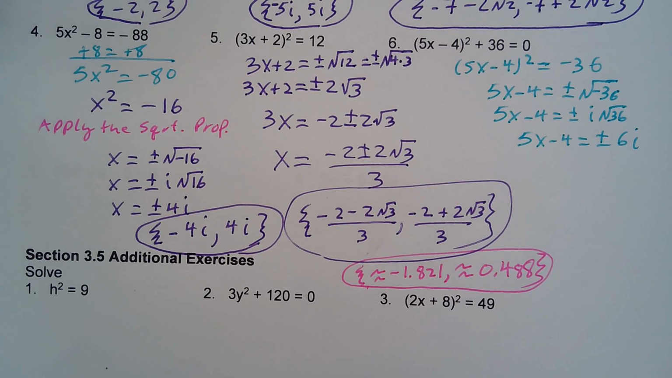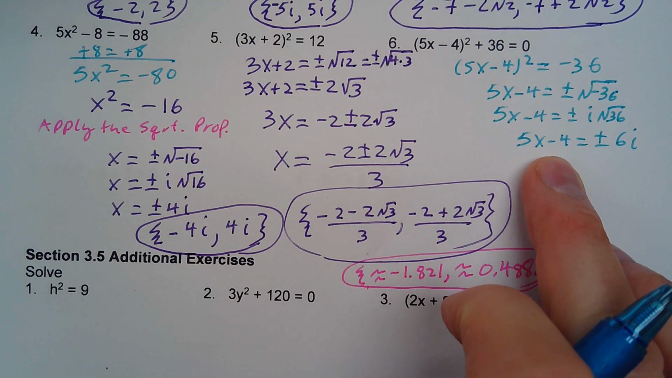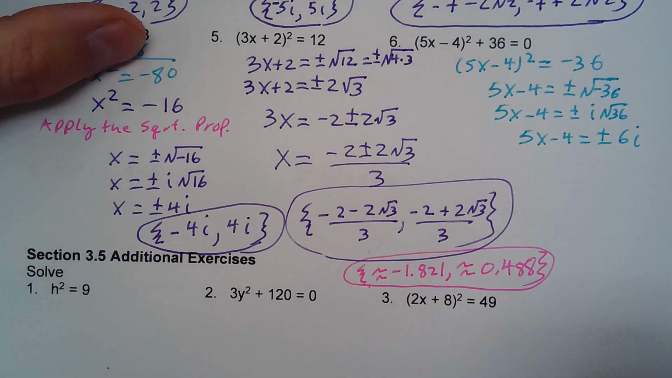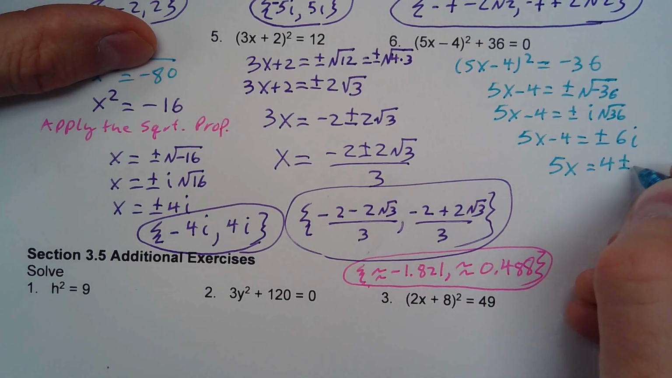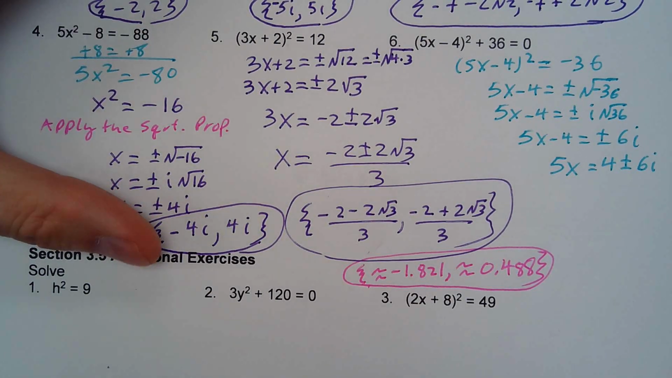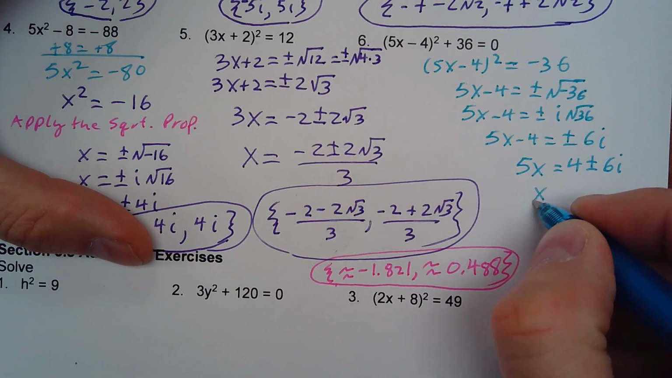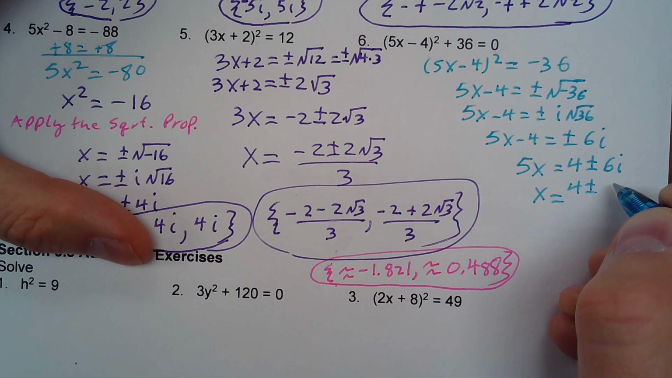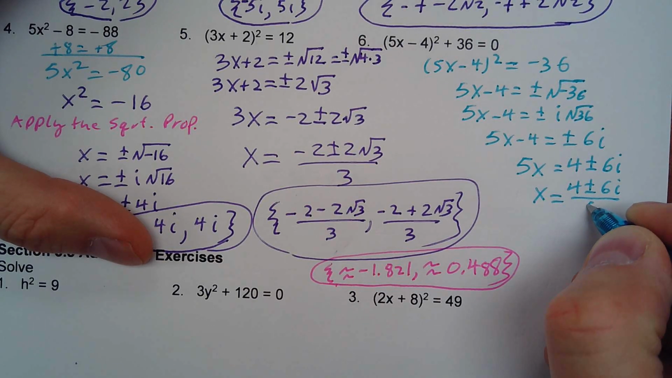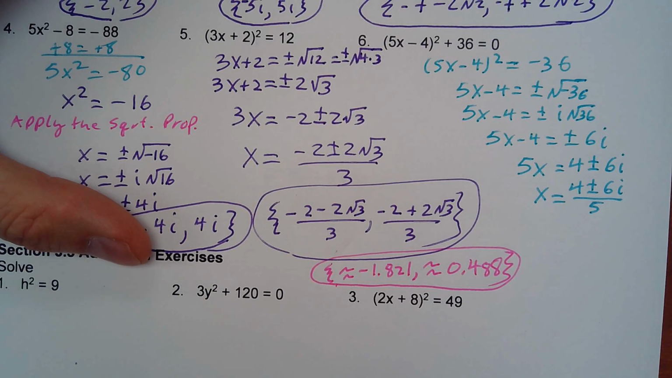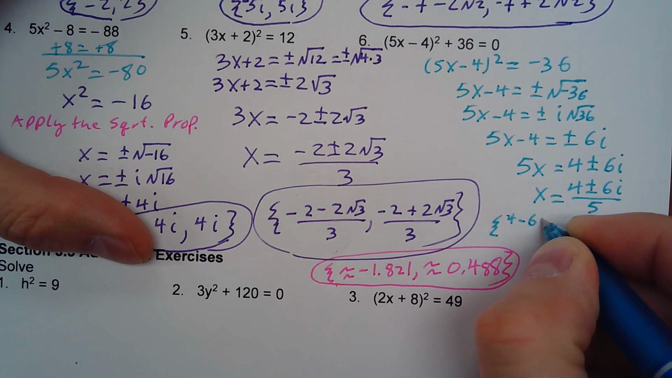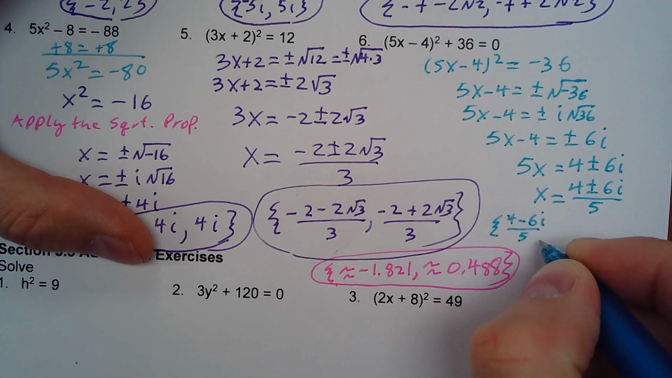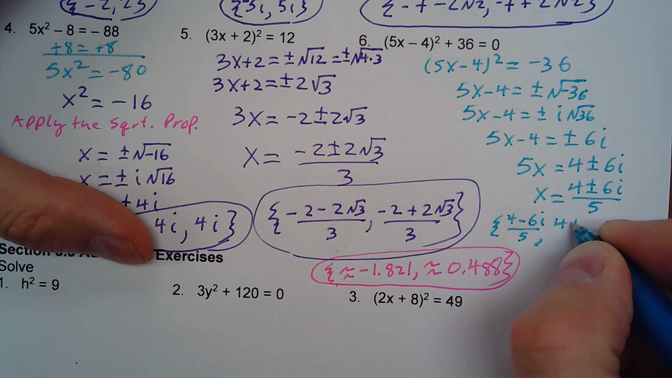Now I still need to solve this for x, so like before, I'm going to need to get rid of that 4 and then get rid of the 5. So I want to add 4 to both sides. And then I want to divide by 5. And so my two answers are 4 minus 6i over 5, and the second one is 4 plus 6i over 5.